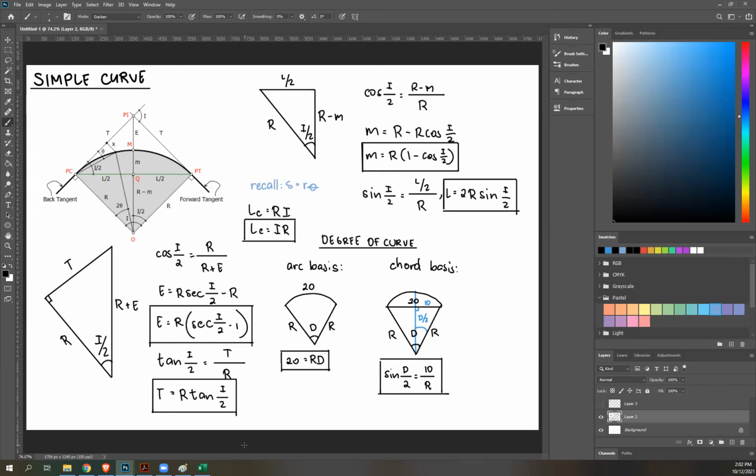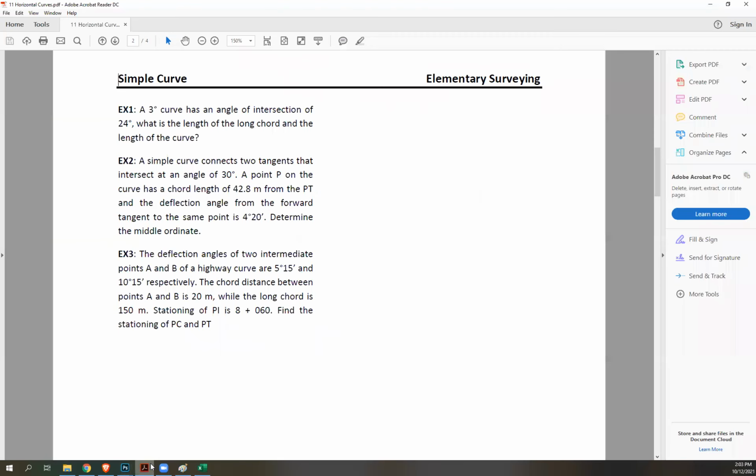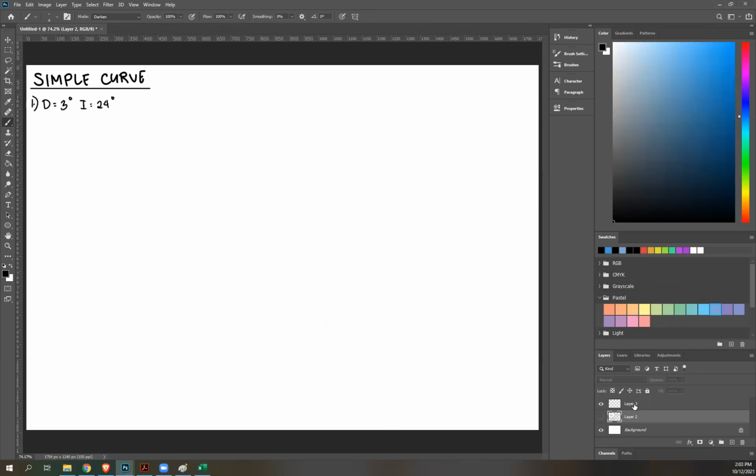Now, usually, if it's not given in the problem, we're going to use arc basis, okay? So take note, if it's not given in the problem, we're going to use arc basis. So arc basis, 20 equals RD. Let's use that. 20 equals R, degree of curve is 3.